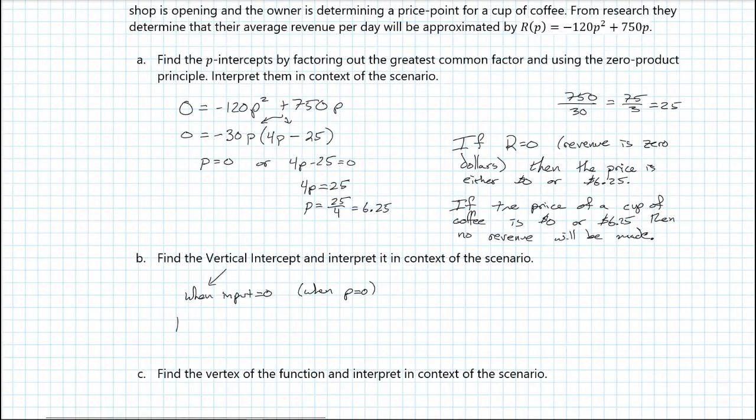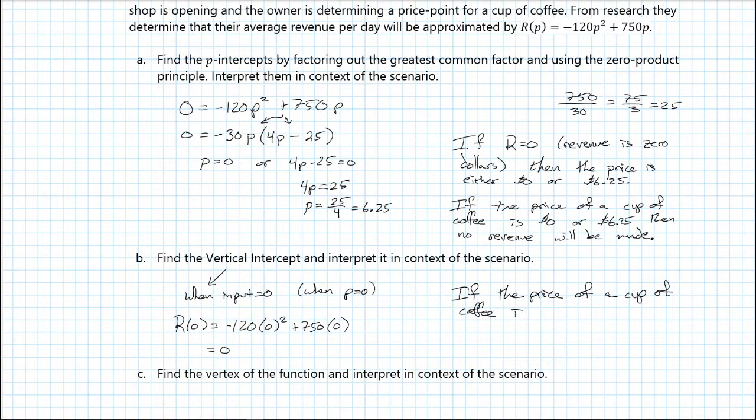So we'll say, what is r of 0? And this equals negative 120 times 0 squared plus 750 times 0, and everything zeroes out, so this just equals 0. And this is just saying if the price of a cup of coffee is $0, no revenue is collected.